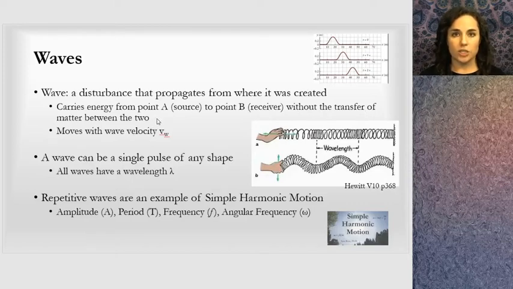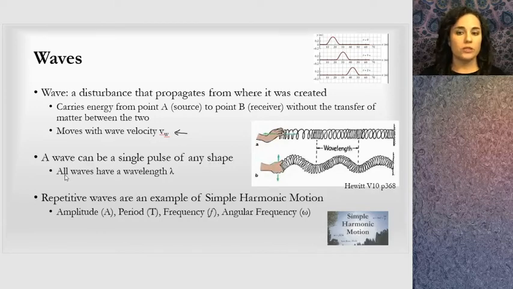It's energy transfer through some sort of medium, but that medium does not move. It only transfers the wave. Through this medium, the wave moves with wave velocity, and I've called it V sub W to denote velocity of wave. A wave can be a single pulse of any shape. You could have a square wave, a triangle wave, you could have any sort of wave shape.